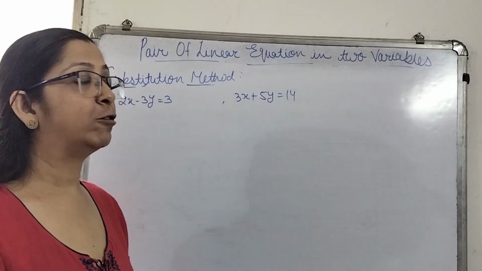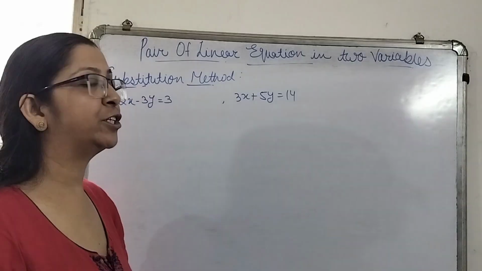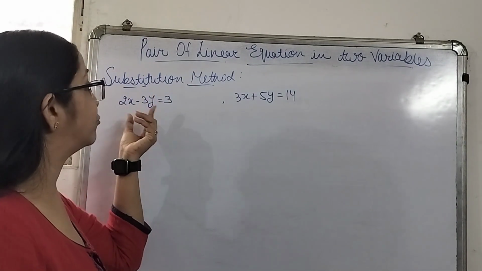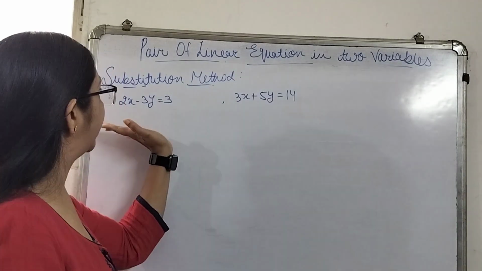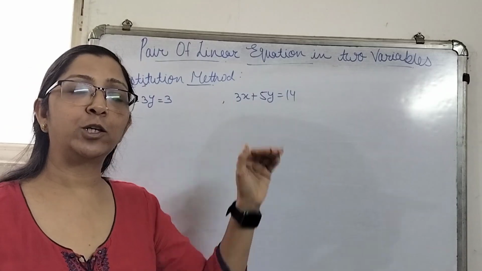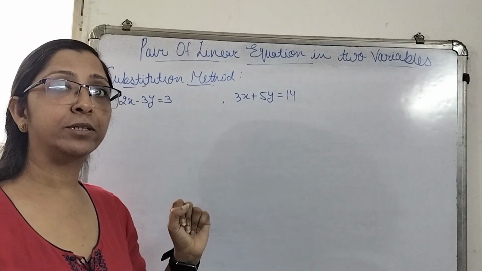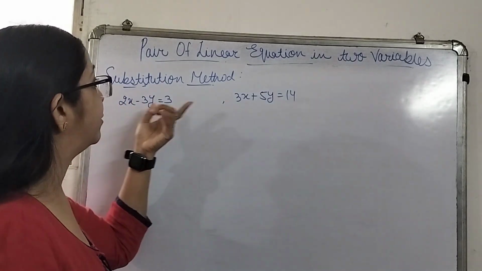Now let's see how to find the solution of a pair of linear equations using the substitution method. As the name suggests, substitution means we have to keep the value of a variable from one equation into the other equation. Why will we be doing so? Because we have to find a solution. Solution means the values of the variables which will satisfy both of them.